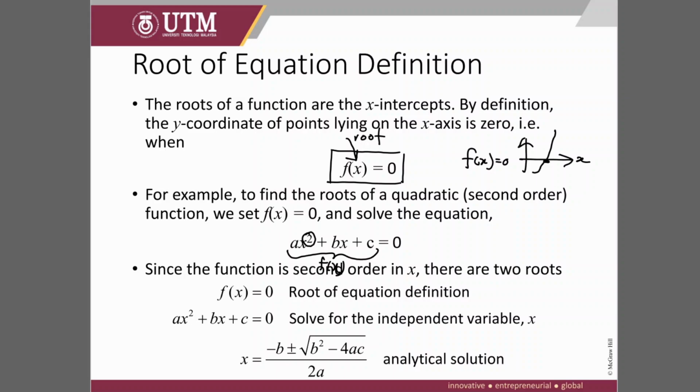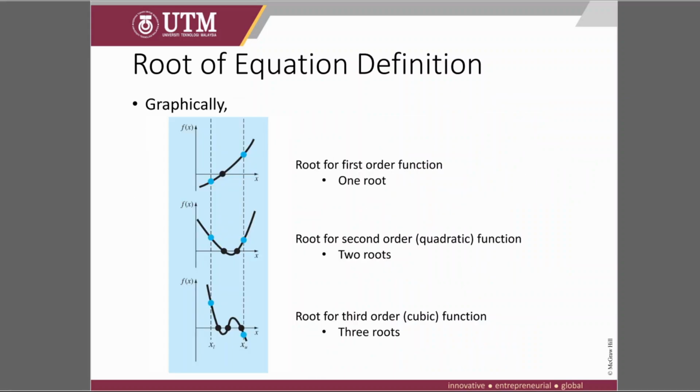Okay, so we showed you how to use this equation. The next slide is, graphically, this is what the example looks like. We have a first order function. When we have a first order function, we have only one root. So this is the one root. For a second order or quadratic function, we have two roots, just like just now, we have x squared minus 6x plus 8.